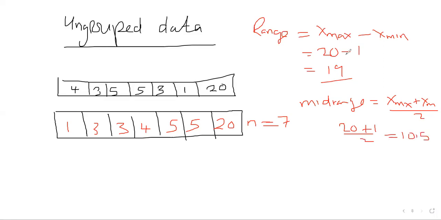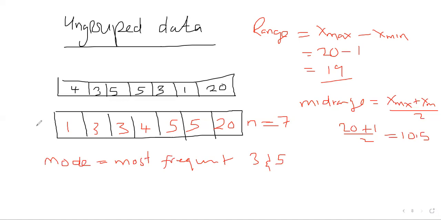Then we can also calculate our mode. The mode is simply the most frequent. Which number appears the most frequently in this case? We have 3 and 5. It's bimodal. All right. So this is as easy as it gets.